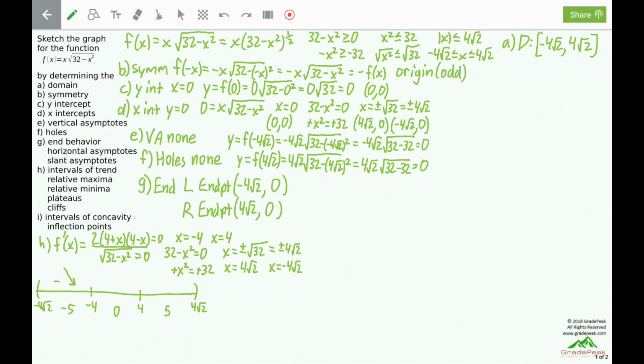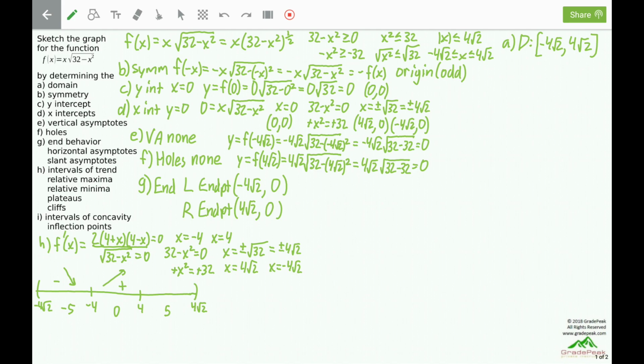Plugging the test value of 0 into the portion of the first derivative that matters. 4 plus 0 is positive. 4 minus 0 is also positive. Positive times positive is positive. We have a positive first derivative, and this corresponds to an increasing trend.